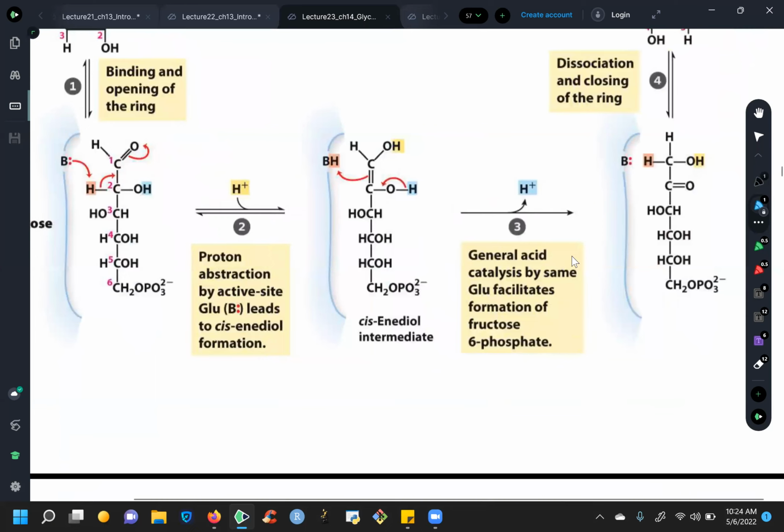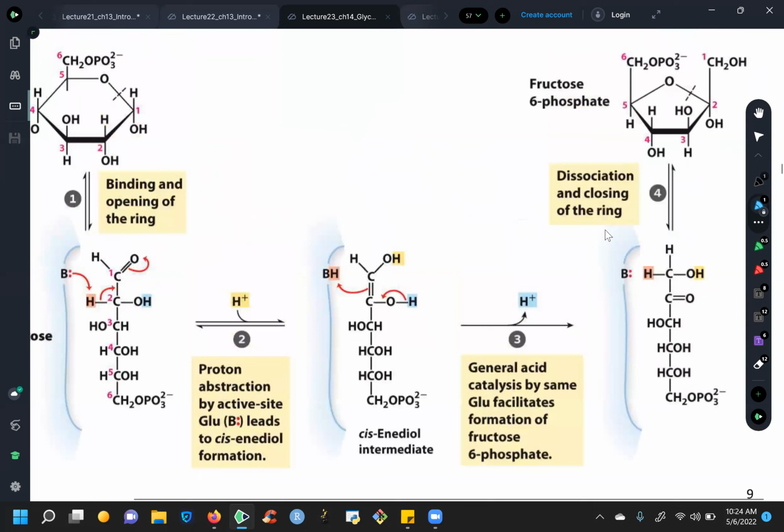And then you get general acid catalysis by the same glutamic acid, which facilitates formation of fructose 6-phosphate. So now basically this bond will steal the hydrogen back. Then dissociation and closing of the ring. So now the carbonyl moved. You can see that it moved because these electrons that were on this proton went over here. So then this guy stole the hydrogen, and that's how that hydrogen ended there. But when these electrons jumped over here, that's how that carbonyl ended here on carbon number 2.